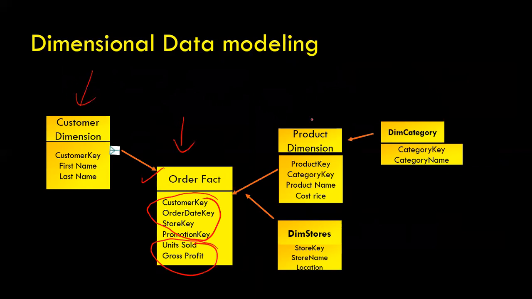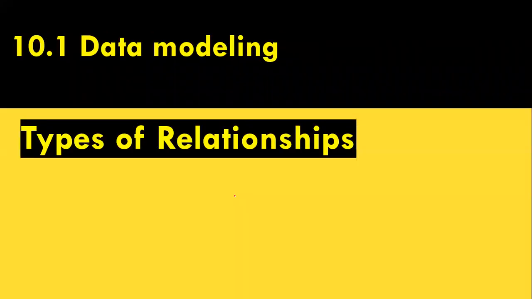Whereas the dimension tables will have the descriptive information, so customer key, first name, last name, those kinds of things. But here the customer key is called a surrogate key. It is a primary key, a unique key. This key should not be repeated more than once. That is what I'm trying to say, surrogate key. So dimension tables will have the combination of a surrogate key and the descriptive information about these facts. Got it? That is what dimensional modeling is.